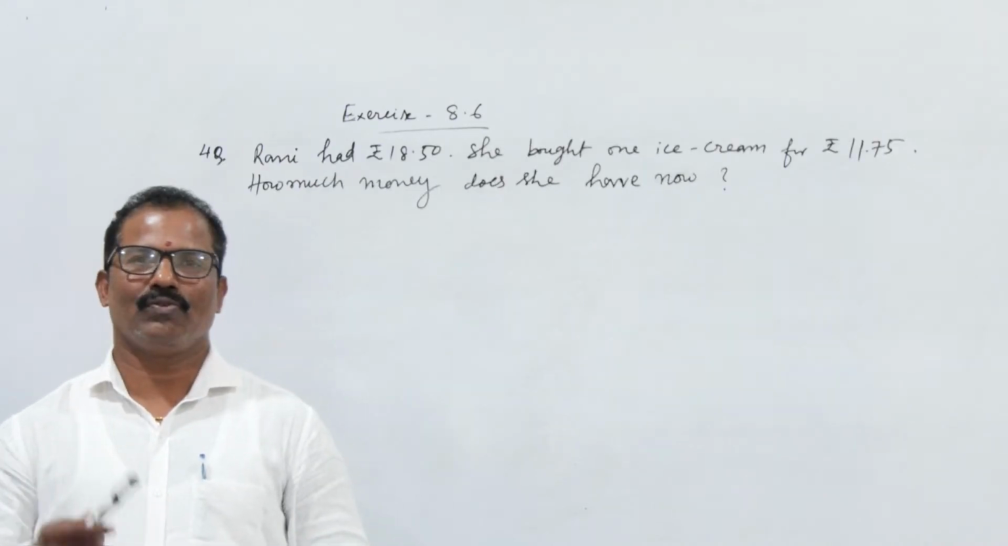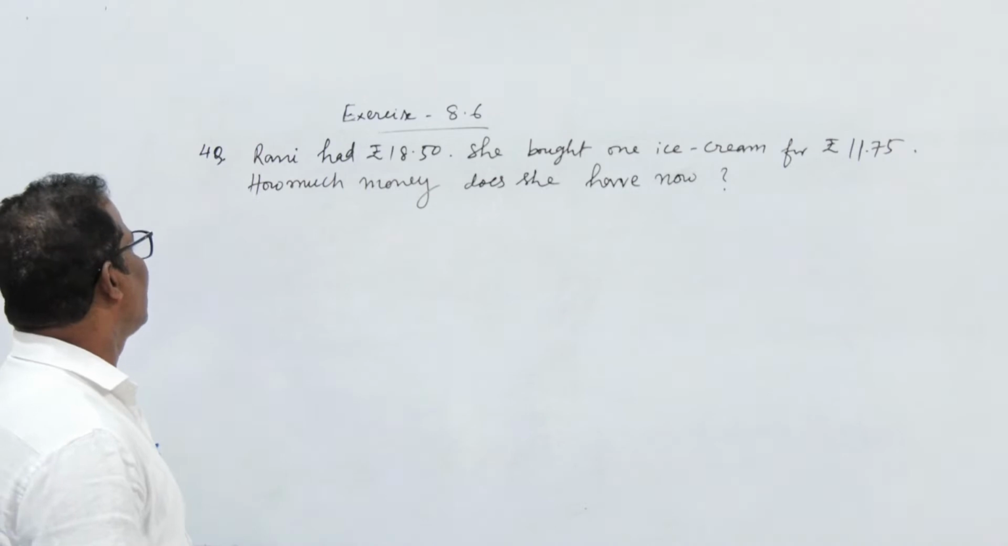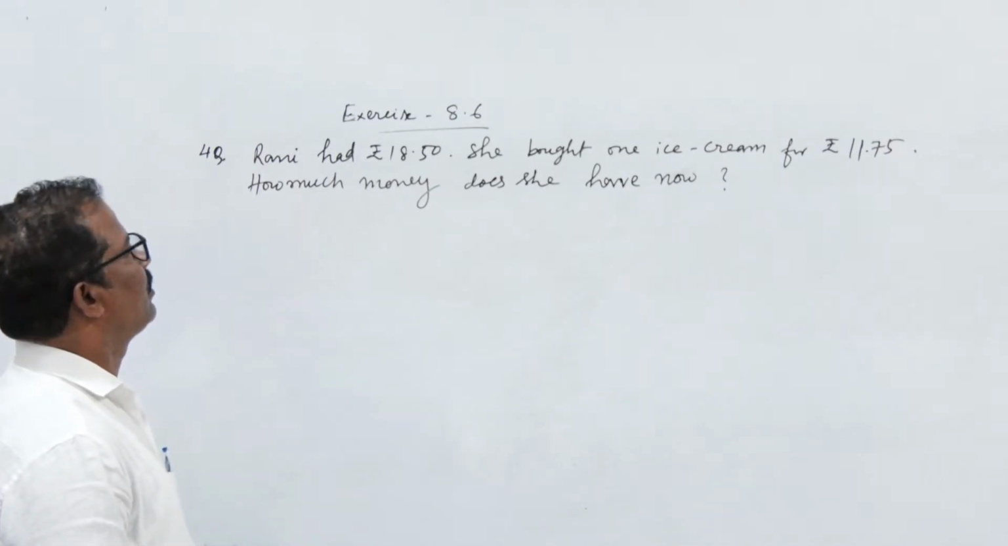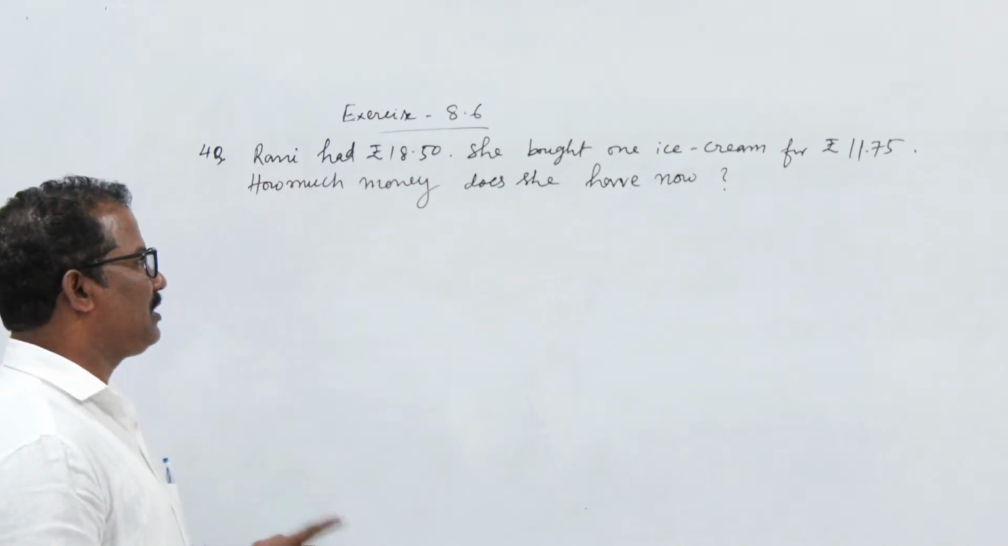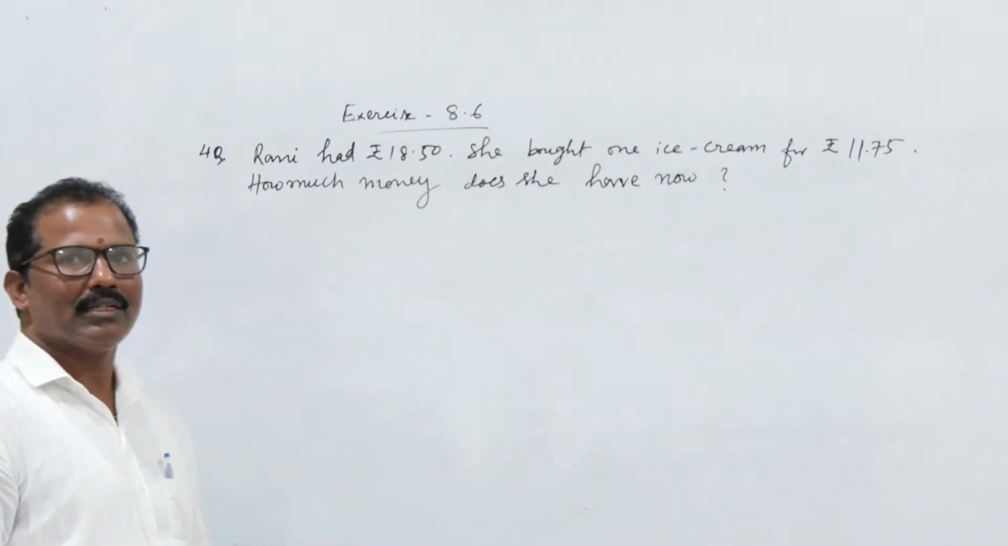Understand? Students, now we are going to see the next question, that is the fourth question of this exercise. Rani had rupees 18.50. That means 18 rupees 50 paise. She bought one ice cream for rupees 11.75. That means 11 rupees 75 paise. How much money does she have now?